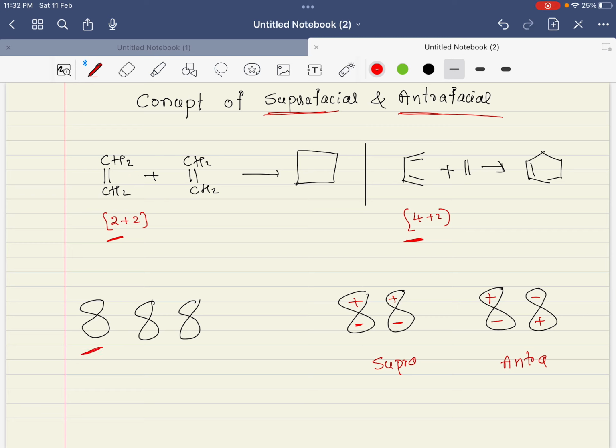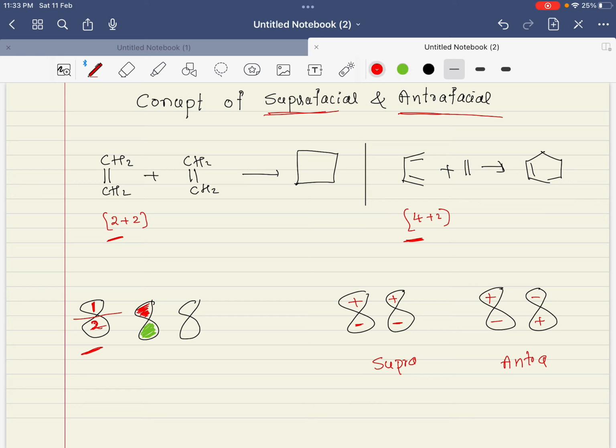This is an atomic orbital. It has two lobes, first lobe and second lobe. The first lobe and second lobe are not the same. They differ in symmetry. The symmetry of the first lobe and the symmetry of the second lobe will be different. You may indicate the first lobe by red color and the second lobe by green color. It is just an indication of symmetry.